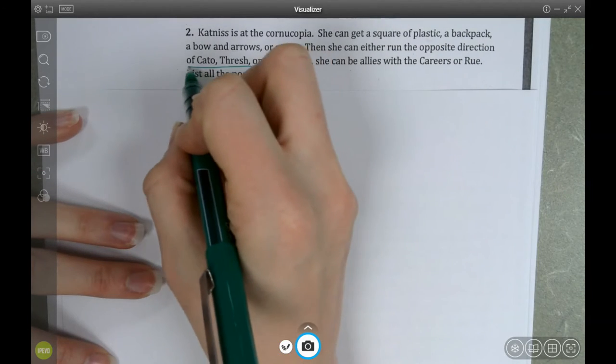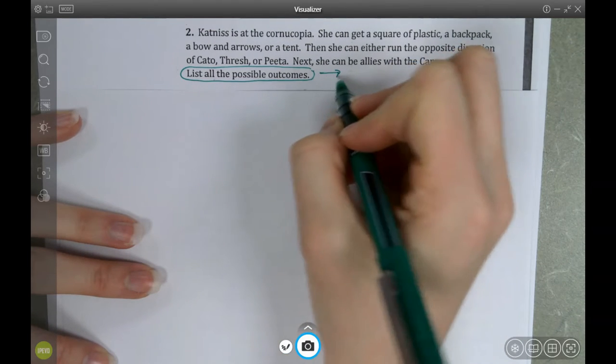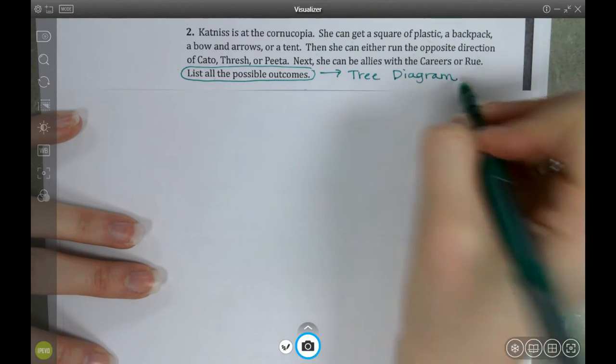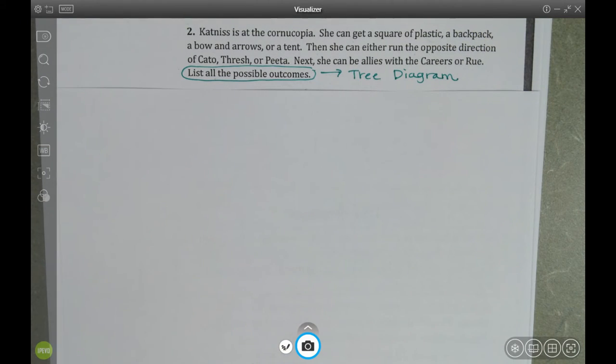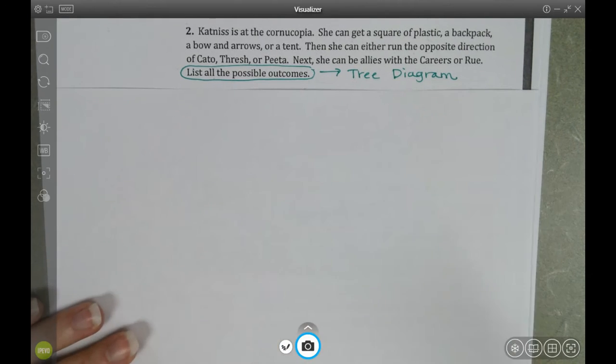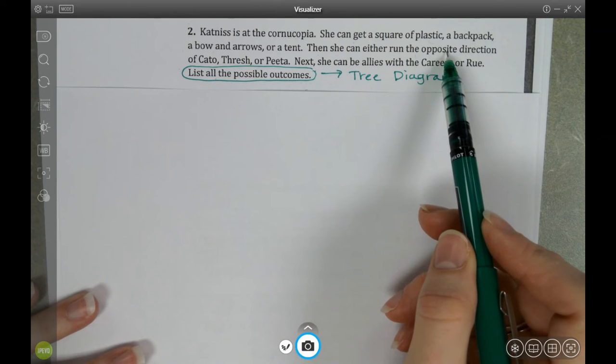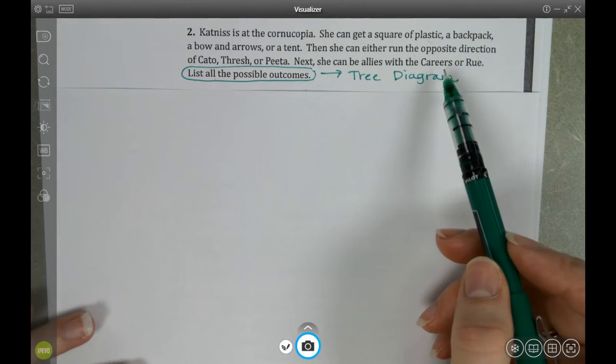If it says list all of the possible outcomes, that is a tree diagram. That's how you know it's a tree diagram. If it just asks for how many possible outcomes, you can do a different method that I'll show you after this. But if it says list them all, that's a tree diagram. So how many different things am I talking about here? How many columns am I going to have? Okay, so she's going to have a weapon of some kind. She can run in one direction or another, and she can be allies. So we're going to have 3.